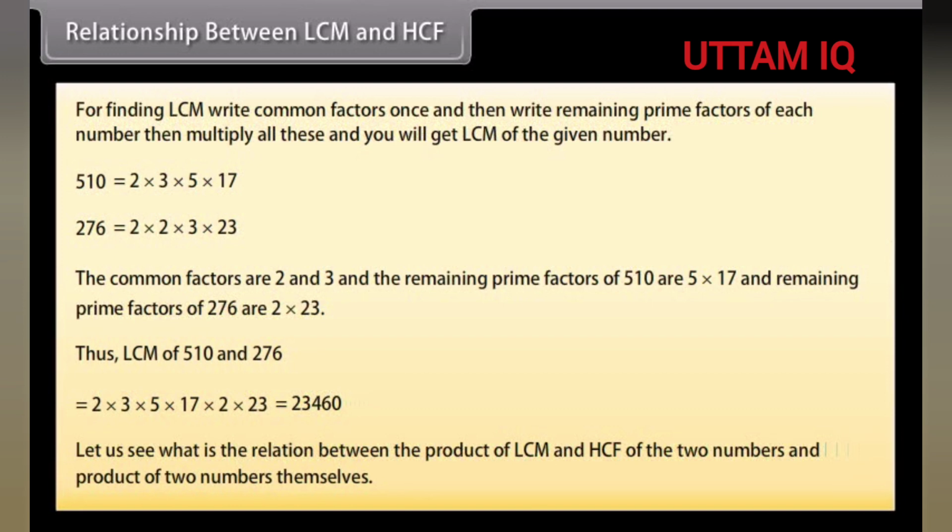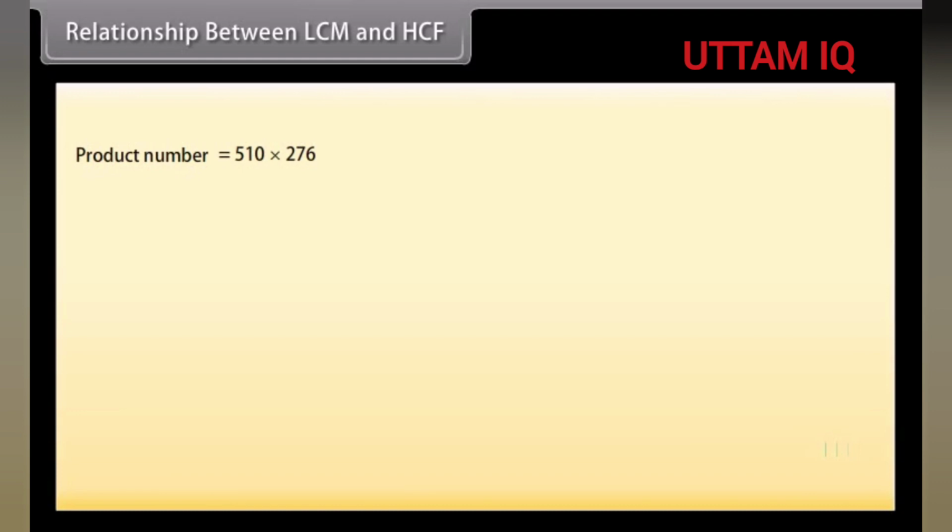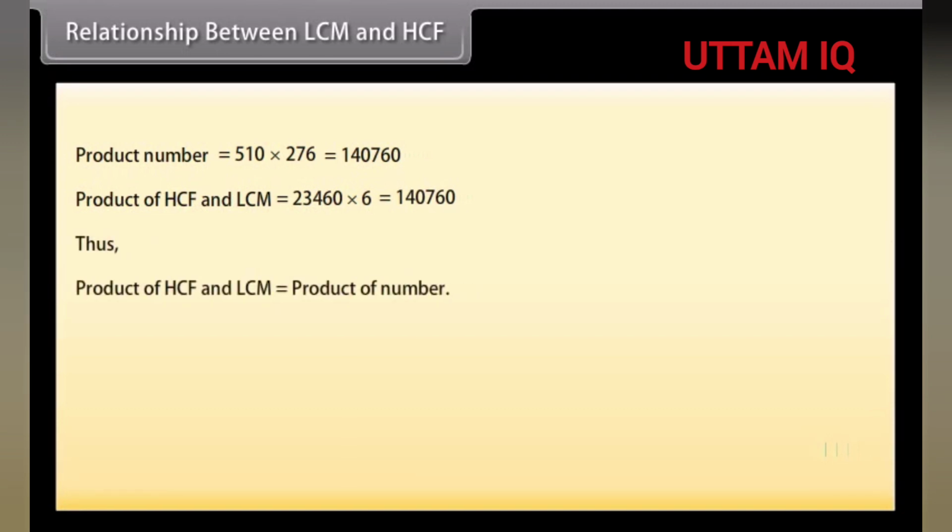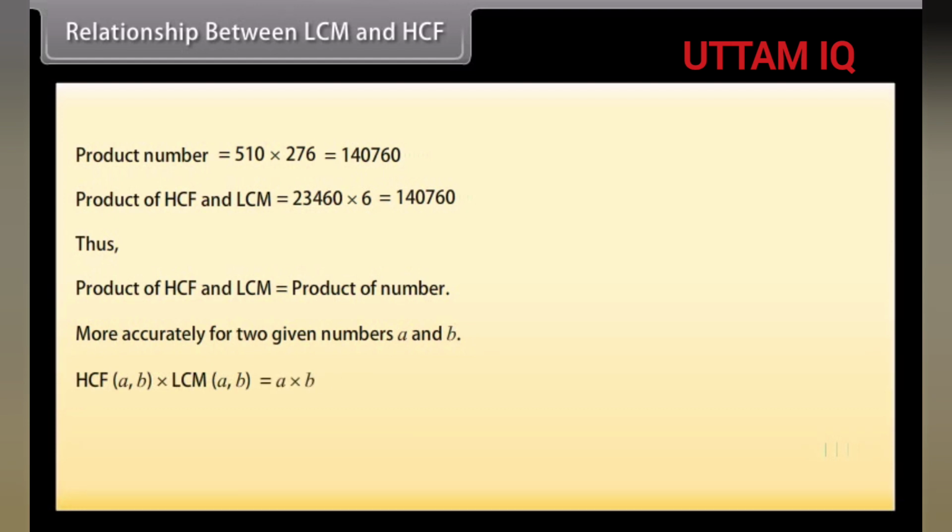Let us see what is the relation between the product of LCM and HCF of the two numbers and the product of the two numbers themselves. From the above example, the product of the numbers is equal to 510 into 276, which equals 1,40,760. The product of HCF and LCM is equal to 23,460 into 6, which is 1,40,760. Thus, the product of HCF and LCM is equal to the product of the numbers. More accurately, for two given numbers a and b, HCF(a, b) into LCM(a, b) is equal to a into b.